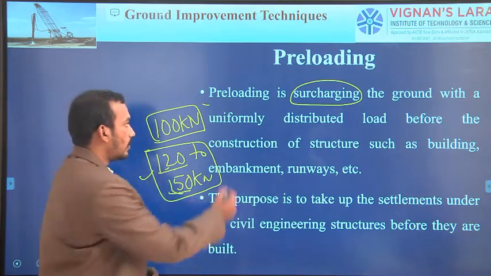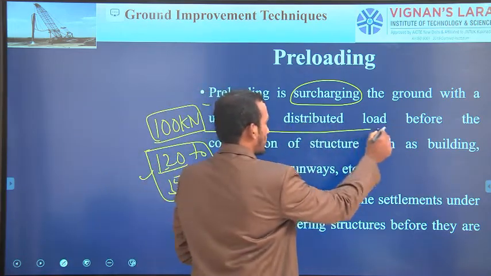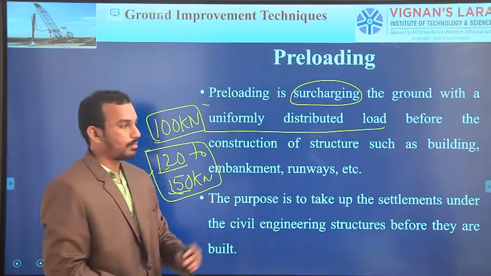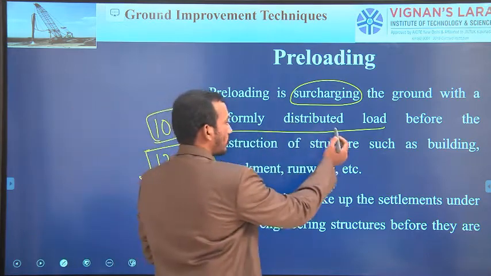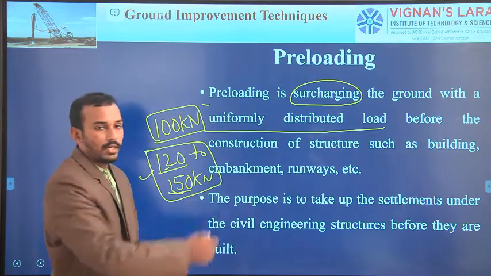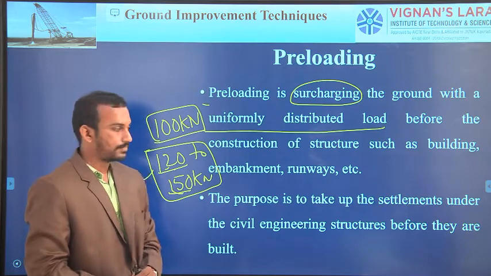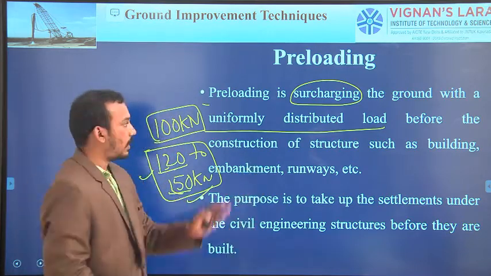So preloading is surcharging the ground with a uniformly distributed load. The original structure may not be a uniformly distributed load. That may be a varying load, but here we are applying a uniformly distributed load before the construction of the structure, such as a building or an embankment or a runway. Next, what is the purpose? Why do we need to apply the preloading?